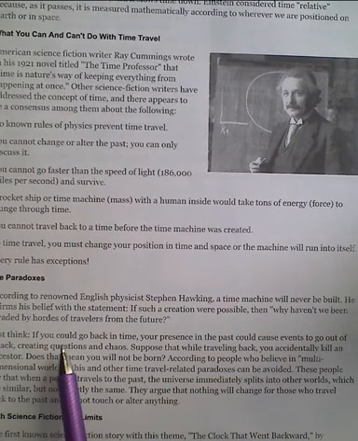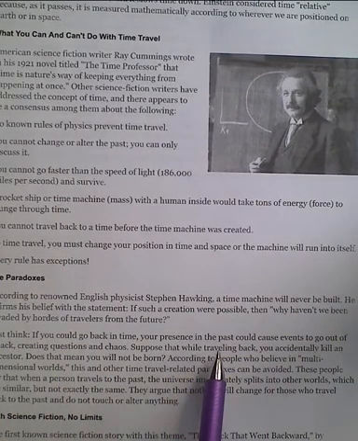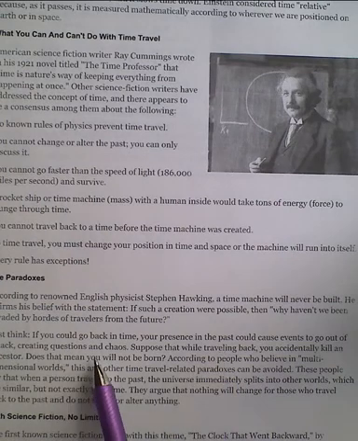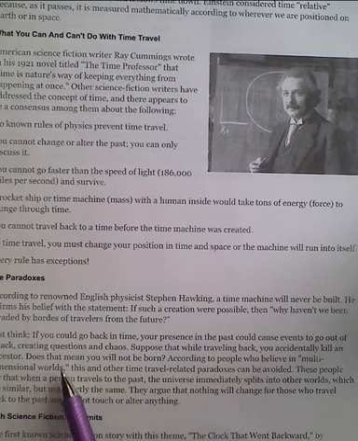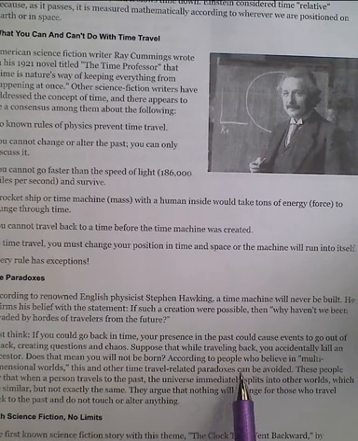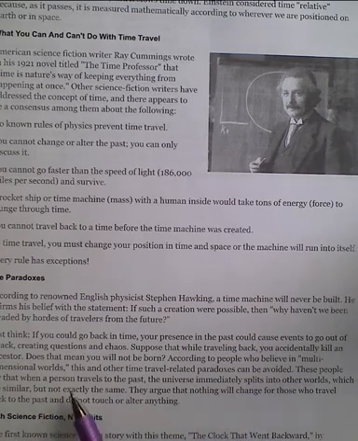All right, so let's see here. Just think, if you could go back in time, your presence in the past could cause events to go out of whack, creating questions and chaos. Suppose that while traveling back, you accidentally kill an ancestor. Does that mean that you will not be born? According to people who believe in multi-dimensional worlds, this and other time travel related paradoxes can be avoided. These people say that when a person travels to the past, the universe immediately splits into other worlds, which are similar but not exactly the same. They argue that nothing will change for those who travel back to the past and do not touch or alter anything.